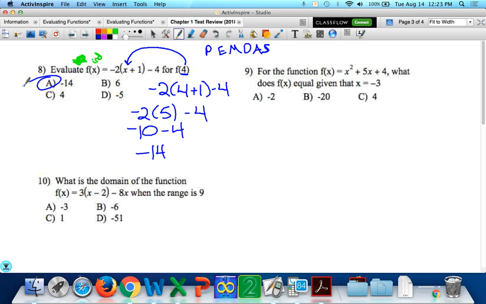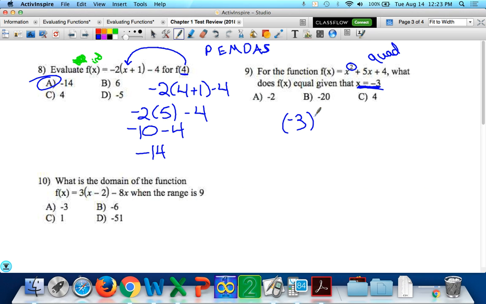Okay? Number 9, for the function f of x equals, and this is a quadratic. Little review there. The highest term is squared, that's quadratic. What does f of x equal given that x equals -3? This is the easiest way these problems can be done, guys. It's literally telling you that x equals -3, so you're just plugging that in. This is as easy as they get.